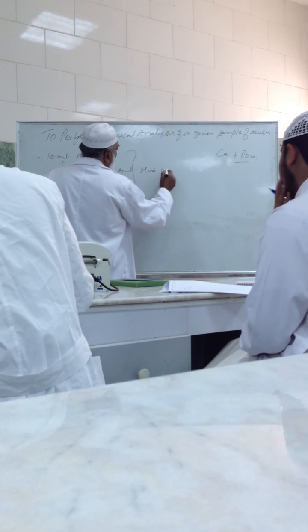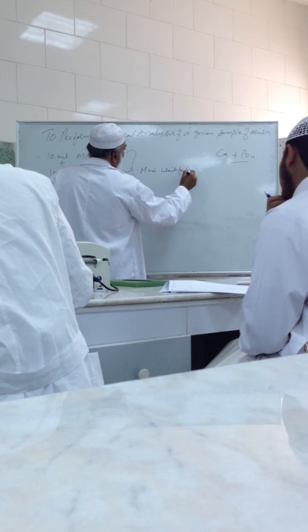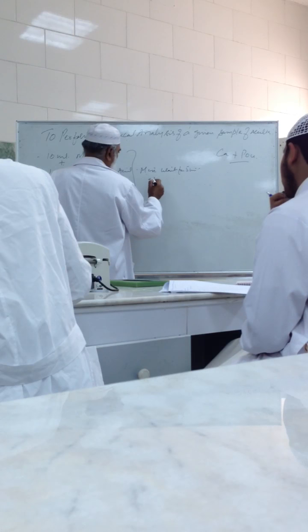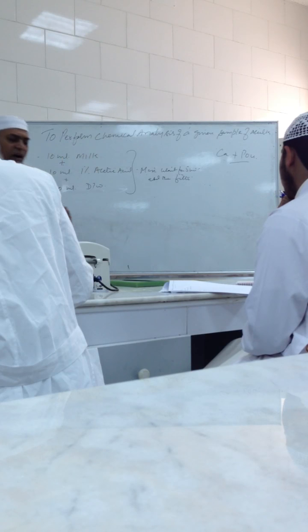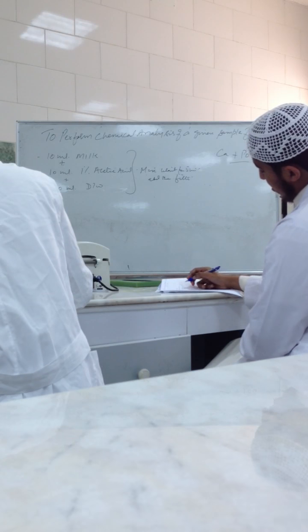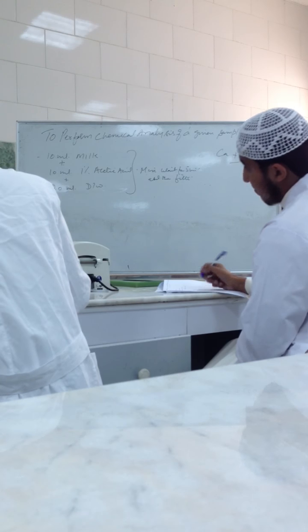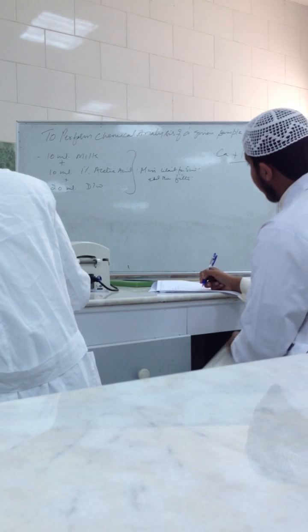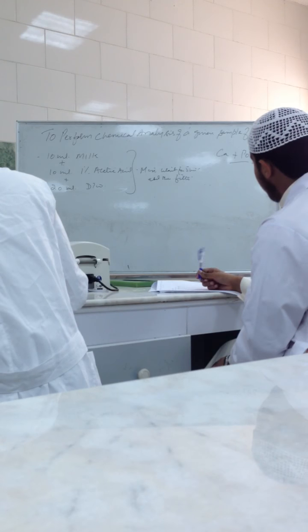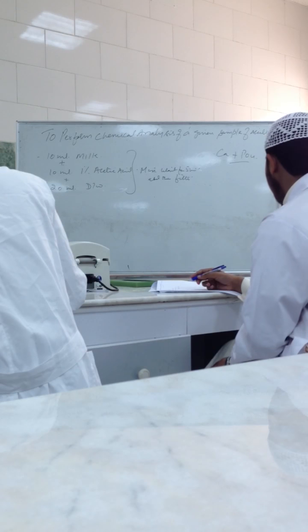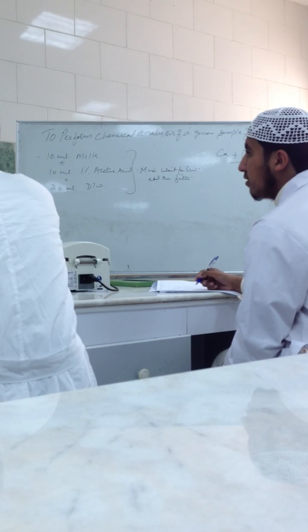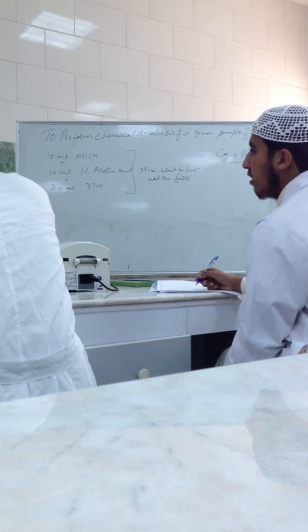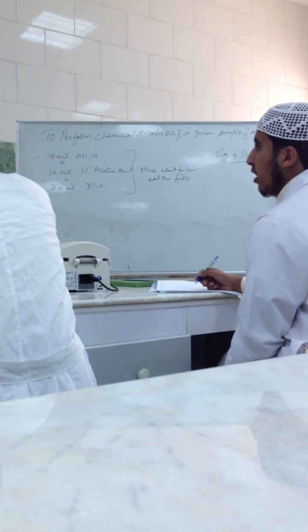Mix, wait for 5 minutes, and then filter. How to filter? In order to filter it out, take a filter paper and first fold it like this. First fold, then second fold, and then open it like this in a funnel shape.